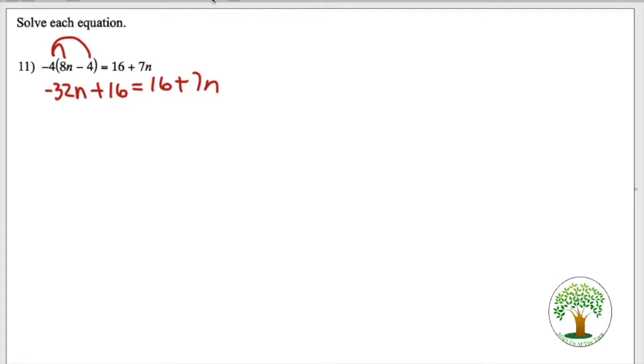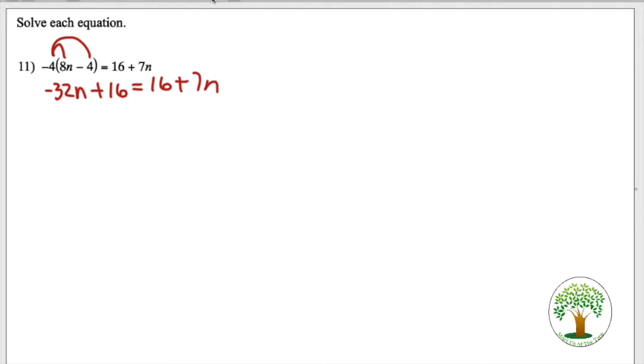Now, the reason I put this one next was because we now have letters we have to move and numbers we have to move, and you have choices now. All right? What do you want to move? I moved the 7n over. You want to move the 7n to the other side? Yeah. I moved the 32.